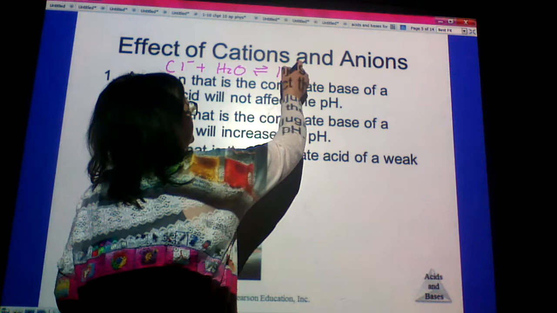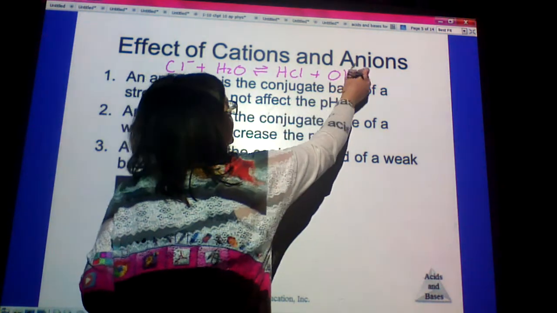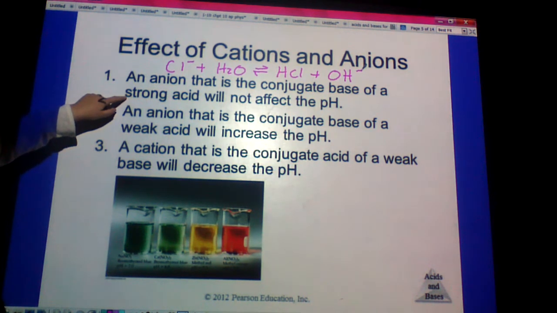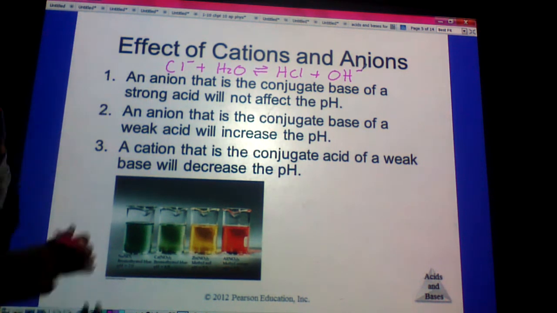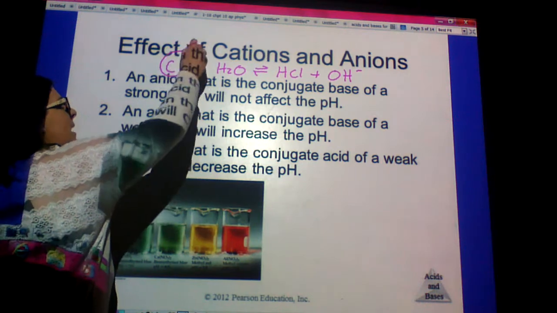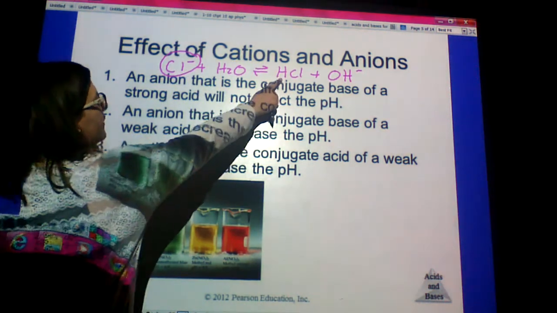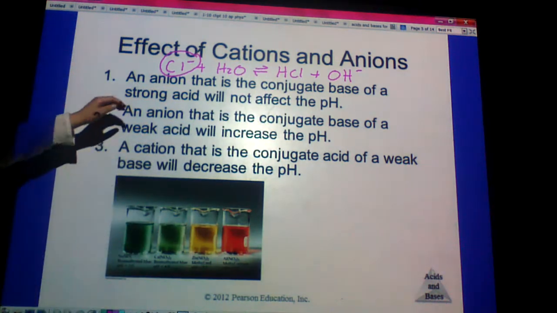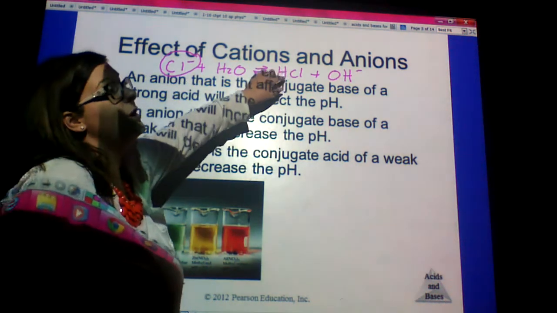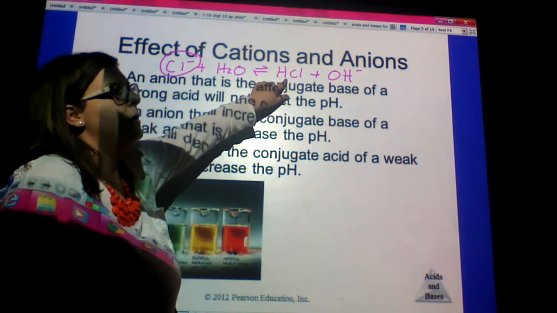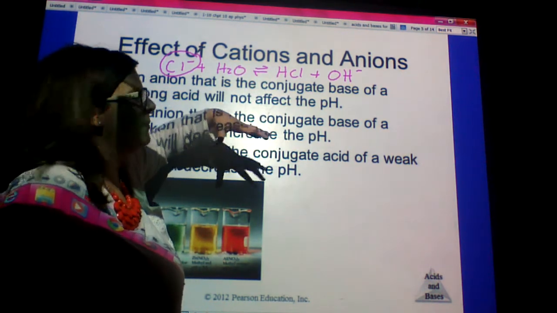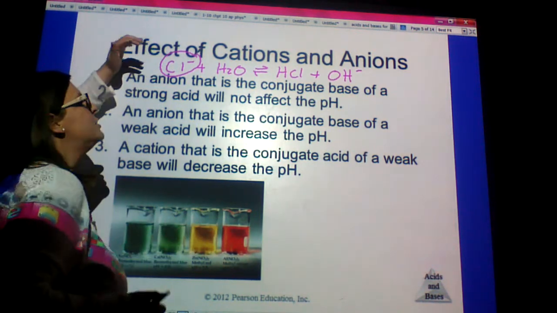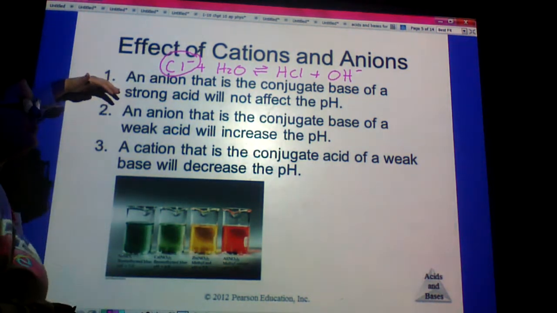And that produces HCl plus OH minus. So when it says the conjugate base of a strong acid is not going to affect the pH, well, this Cl minus is the conjugate base of HCl, if I'm looking at the reverse reaction here. So Cl minus, we know that the strong acid HCl, if I go back and think about that chart from the beginning, I know that Cl minus has negligible basicity. So because of that, it's not going to affect the pH.